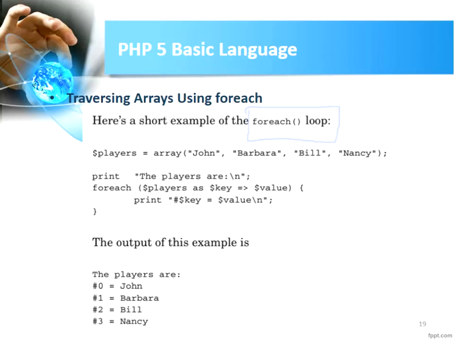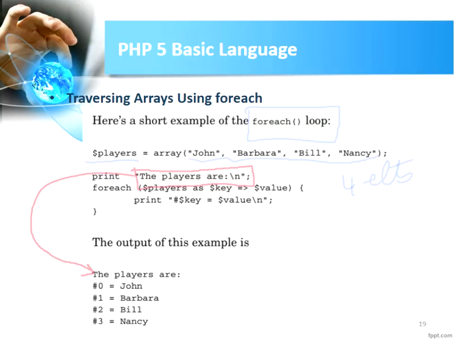How can I traverse an array? There is a special loop provided by PHP. This loop is foreach. This slide clarifies how I can use the foreach loop to traverse the array. In my example here, the name of my array is $players, and my array contains 4 elements.